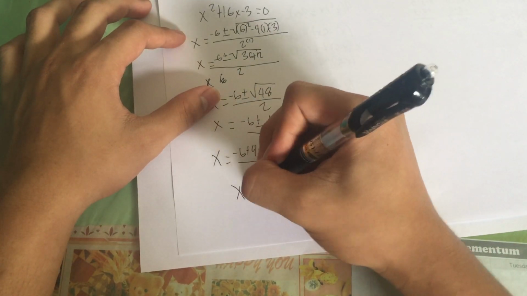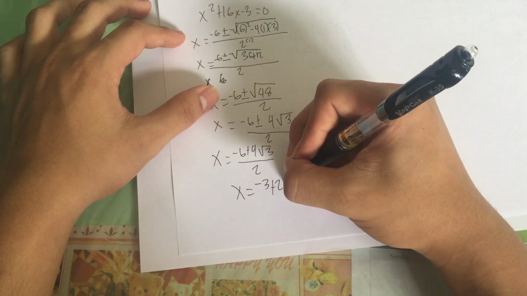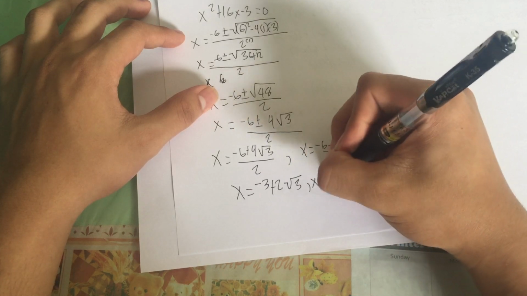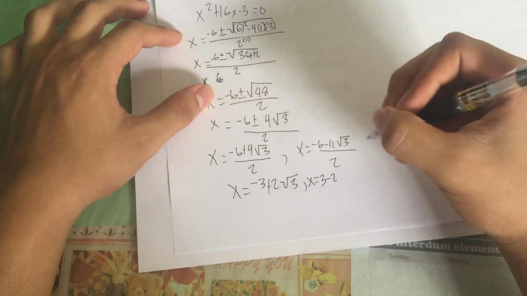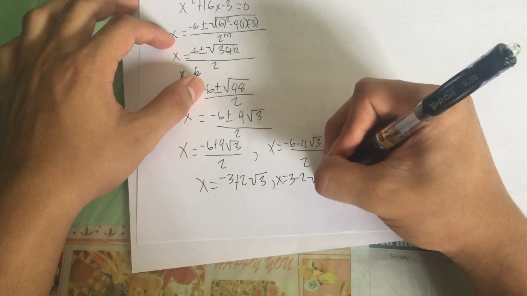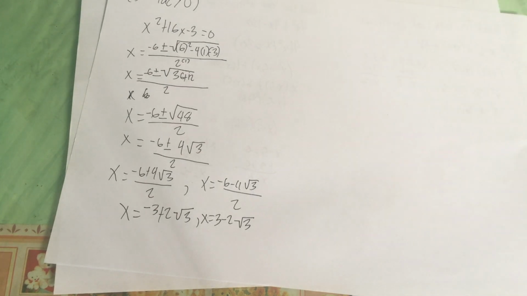Then your answer will be x equals negative 6 plus 4 root 3 over 2, or x equals negative 6 minus 4 root 3 over 2. Then your answer will be x equals negative 3 plus 2 with the square root of 3, or x equals negative 3 minus 2 with the square root of 3. Okay, so there goes your answer.